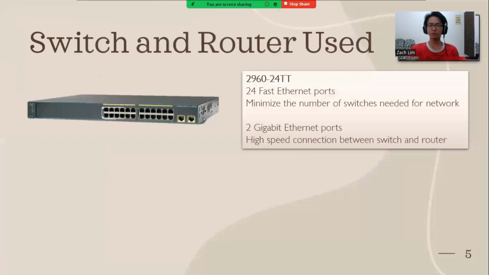For the switch, we use the 2960-24TT model. We use this switch because it has 24 fast Ethernet ports, so we can minimize the number of switches needed, because there are a lot of ports, therefore reducing the cost. And it has 2 gigabit Ethernet ports, which are high speed and can provide a high speed connection between the switch and router, so it's better.